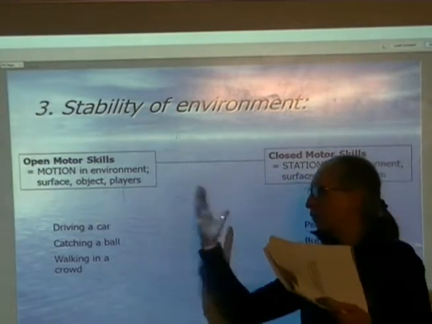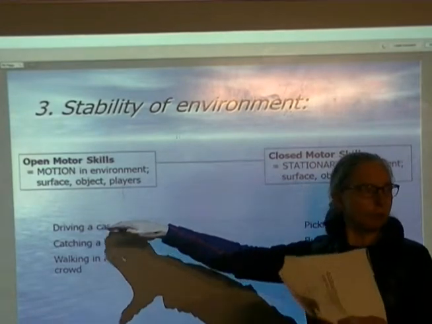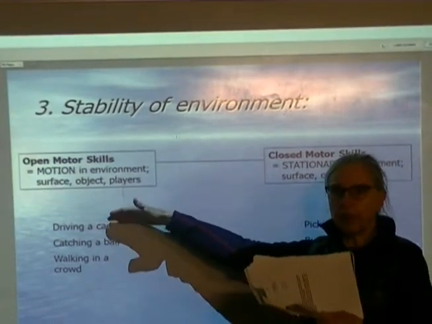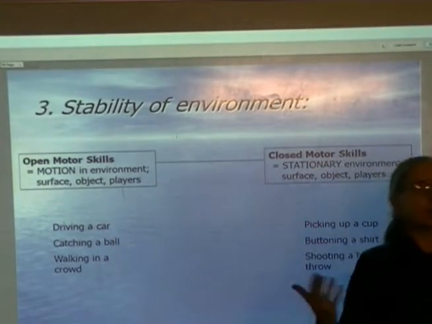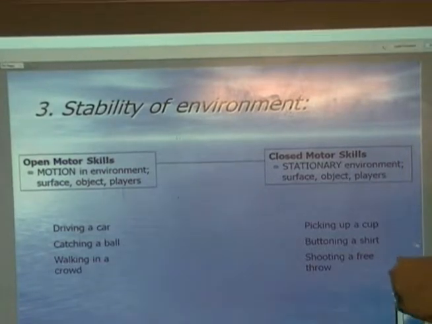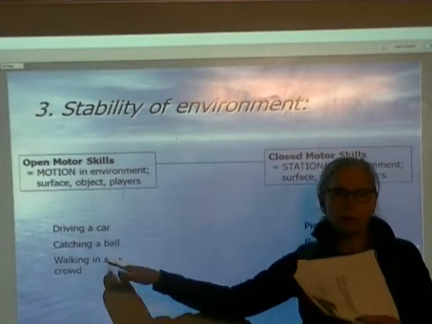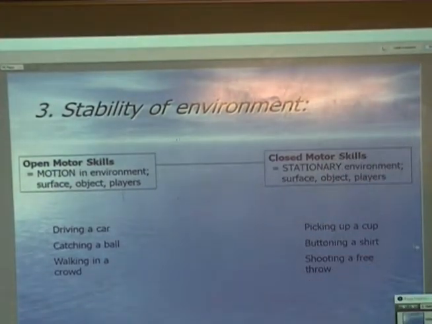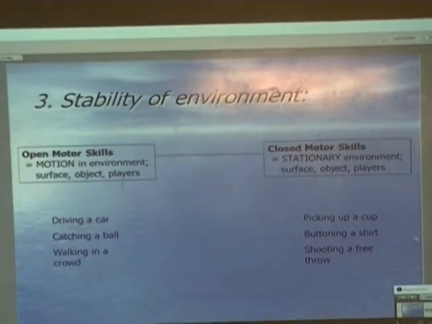So typically, not in New Mexico often, but typically driving is an open motor skill because there are other cars on the road. Right? There might be people crossing backwards and forwards across the road. Catching a ball is considered an open skill because the ball has to be moving in order for me to catch it.